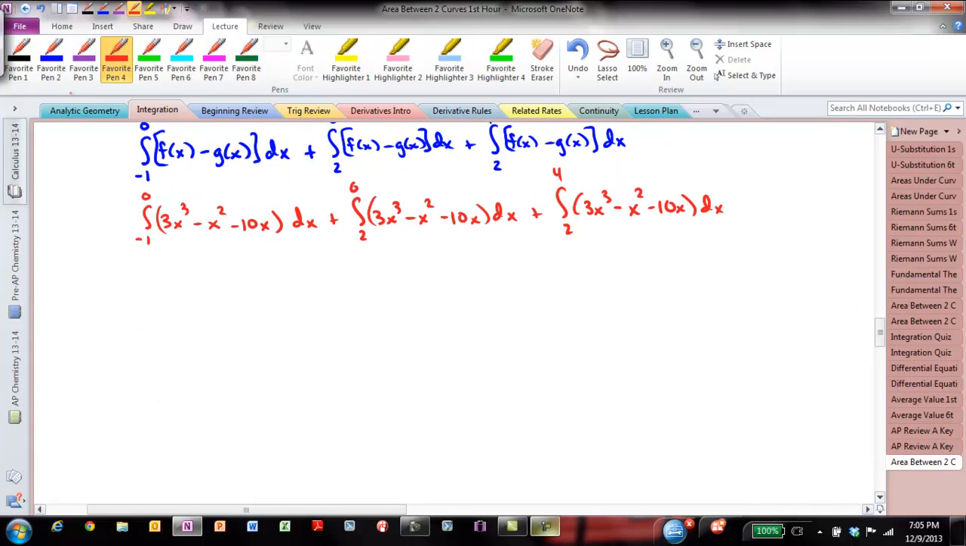Alright, now I actually have to integrate. So I'm going to go x to the 4th, 3 over 4, minus x cubed, 1 over 3, minus x squared, 5. And I'm going from negative 1 to 0. And then I'm going to copy that same antiderivative down, and that's the benefit of making sure all your integrands, what you're taking the antiderivative of, match, because then you only have to take one antiderivative.